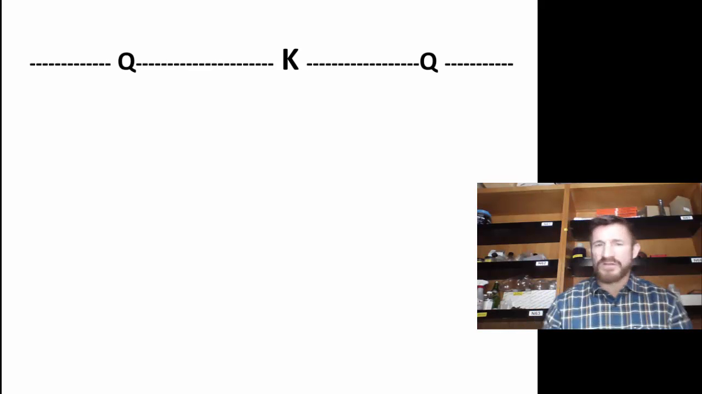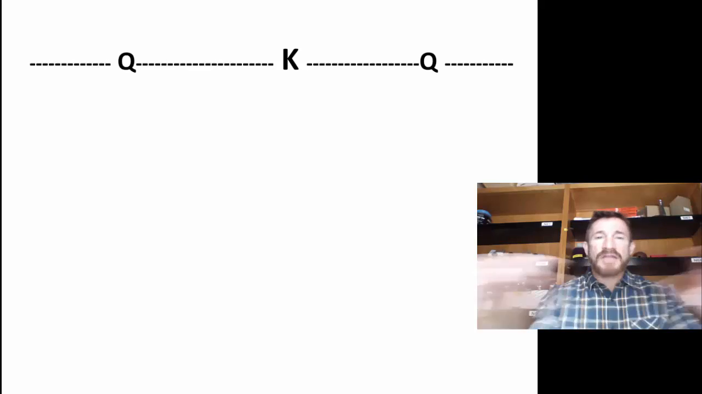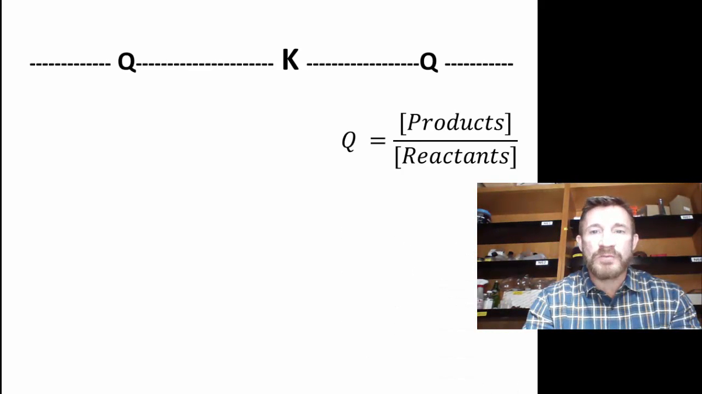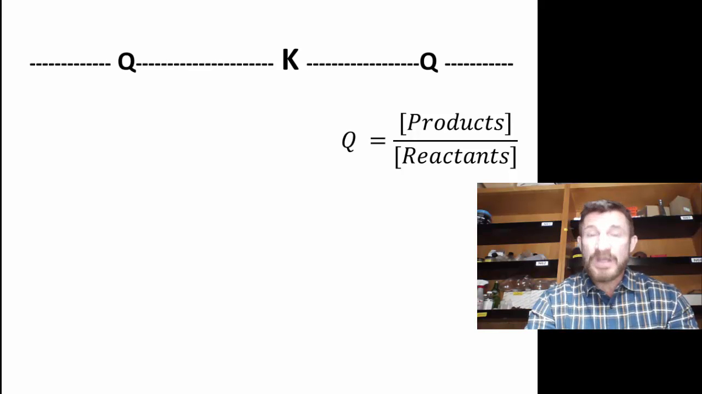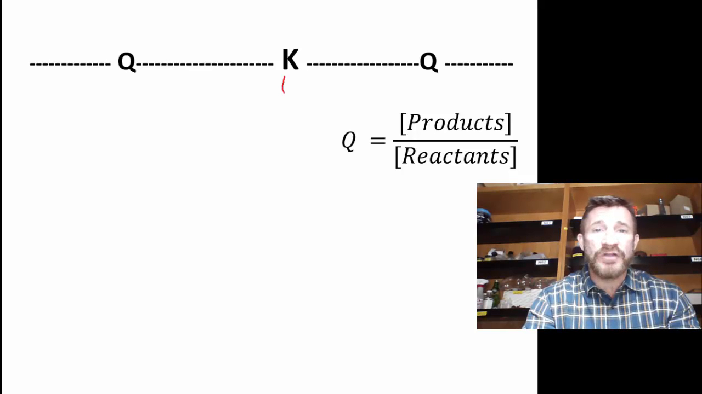So how do you remember all this? One way I think about it is in the number line. On the number line, I think of K right in the center. Remember, Q is equal to products over reactants. So if Q and K are equal, they're exactly the same position on the number line. So there's no reason, there is no shift.